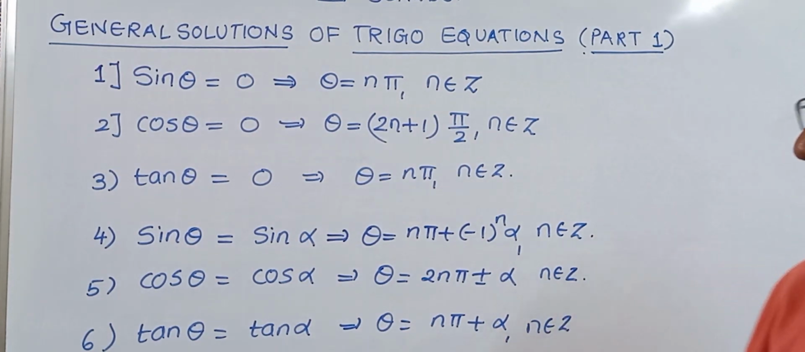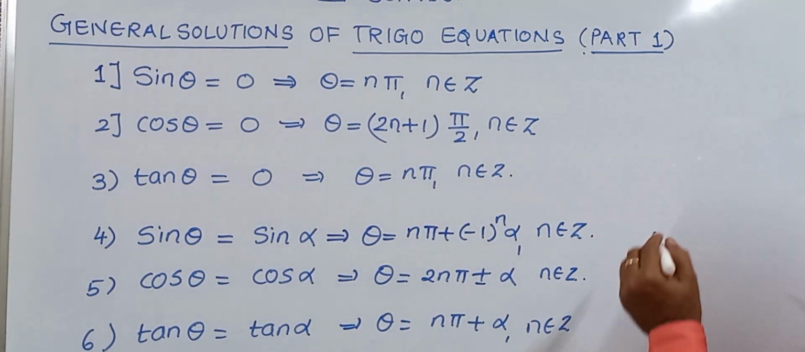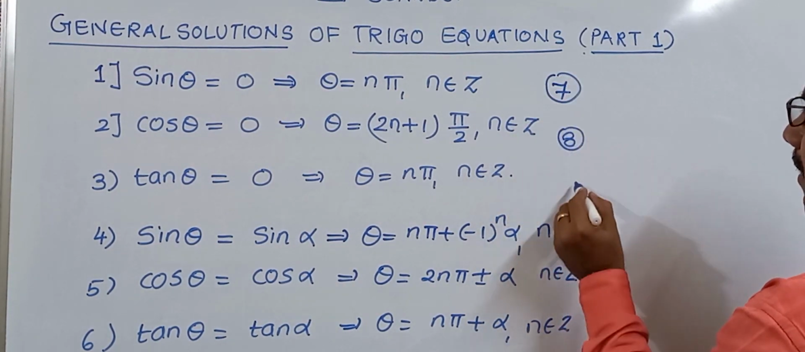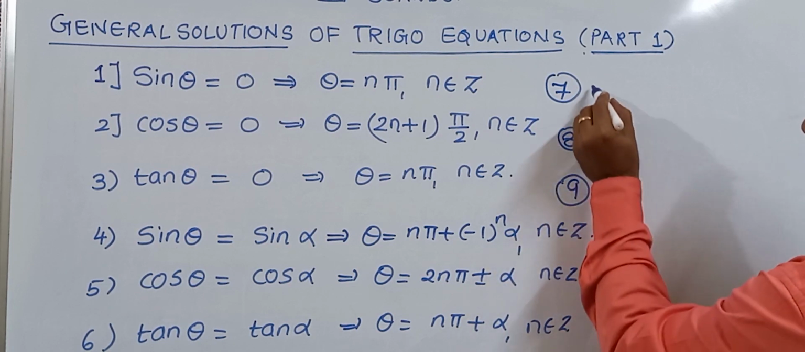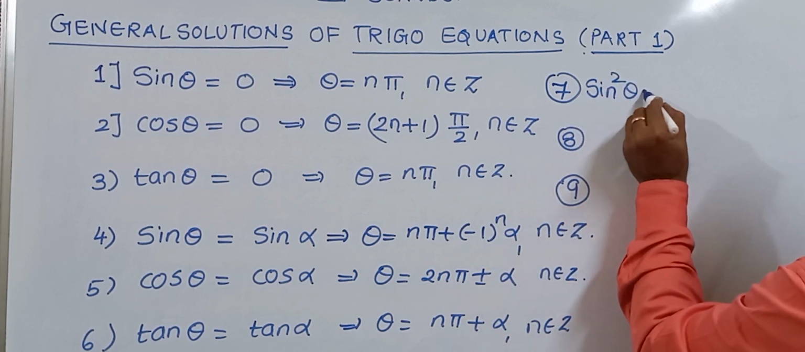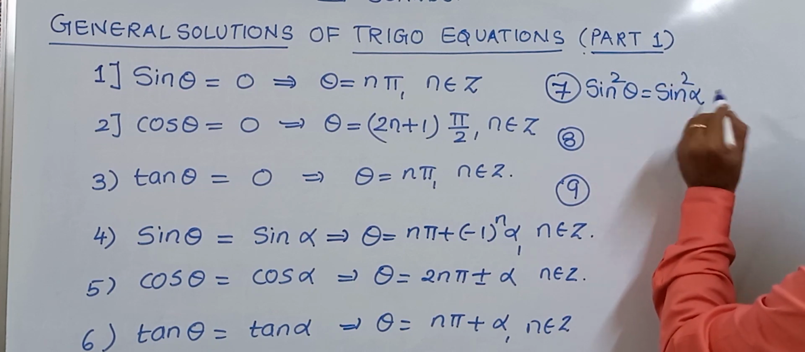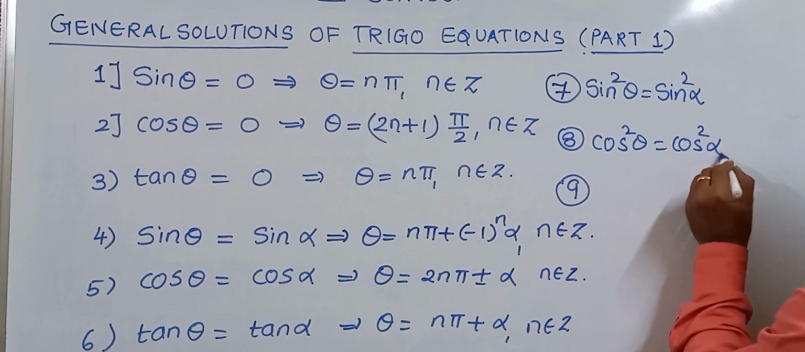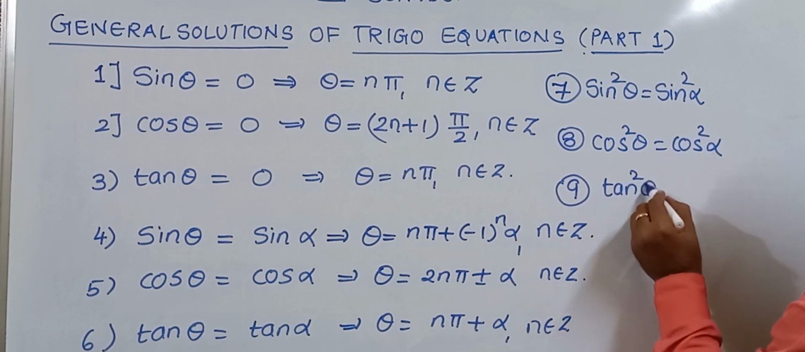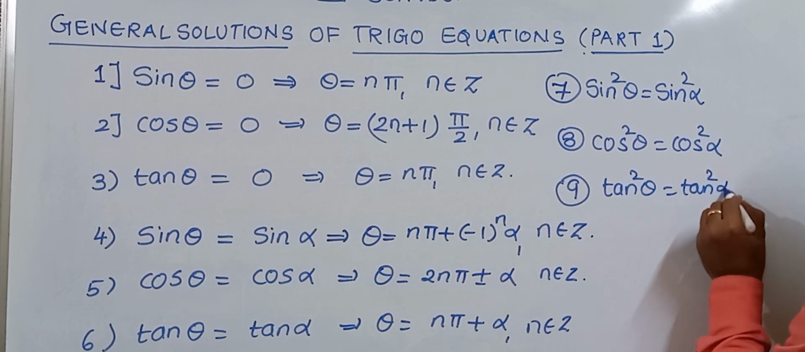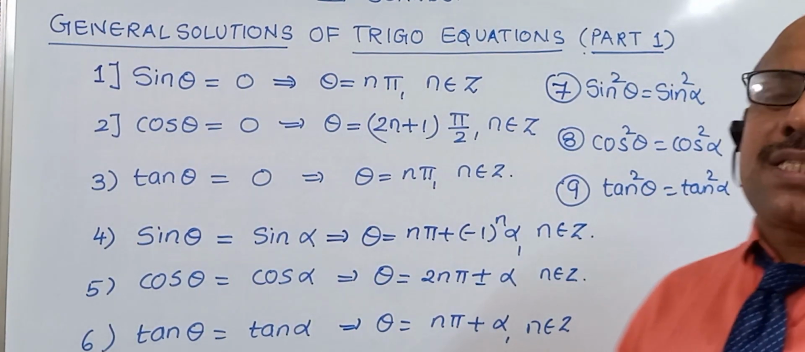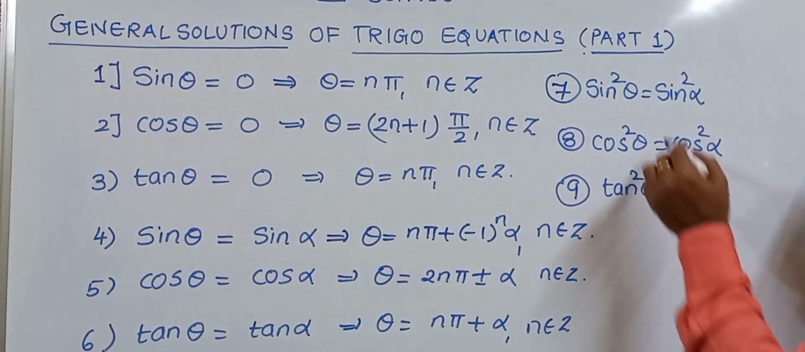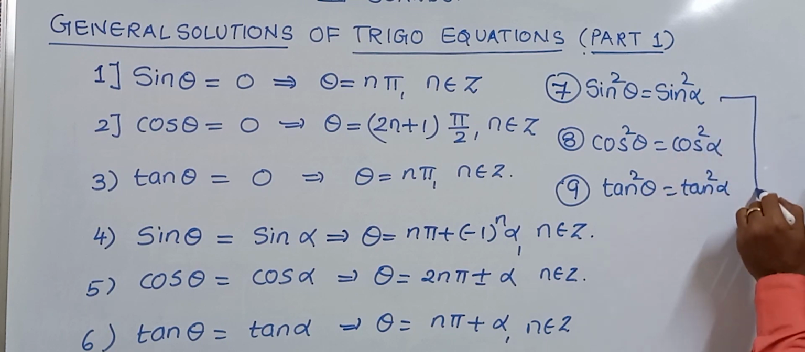Now next, 7, 8, 9, the most important ones. Sin square theta equal to sin square alpha. Cos square theta equal to cos square alpha. Tan square theta equal to tan square alpha. Because of the square, negative values will not come. That is why all of these three have the same general solution.